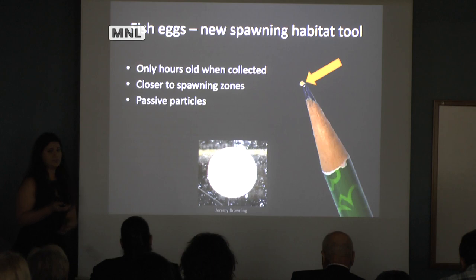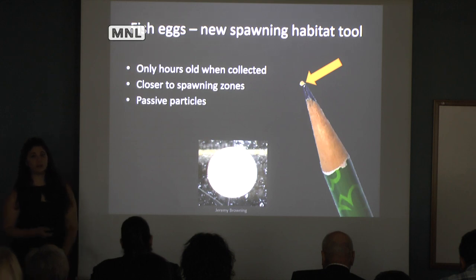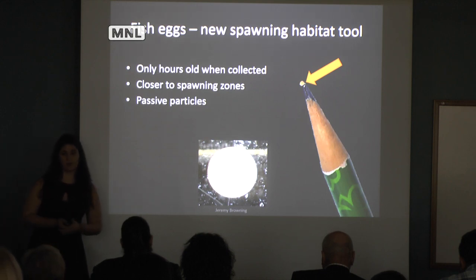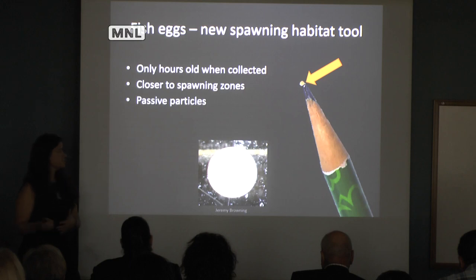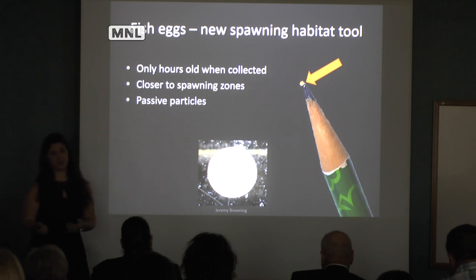This is the earliest life stage of any fish, and this could be our new spawning habitat tool. Fish eggs are only hours old when collected, up to about 24 hours and sometimes a little more than that, depending on the water temperature. And so they're way closer to spawning zones. They're also considered passive particles for the most part. All they do is float to the surface. And so once they're at the surface, they just kind of go with the flow, they move with the currents.